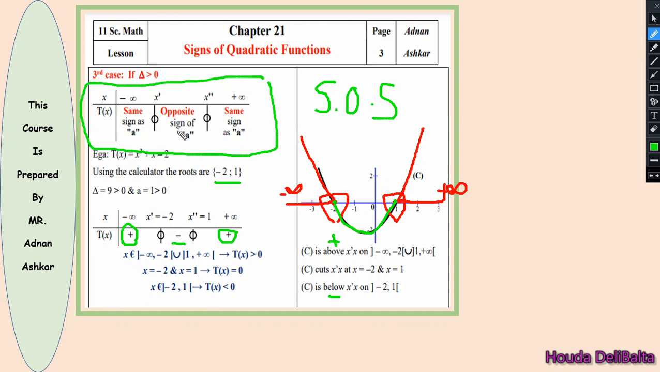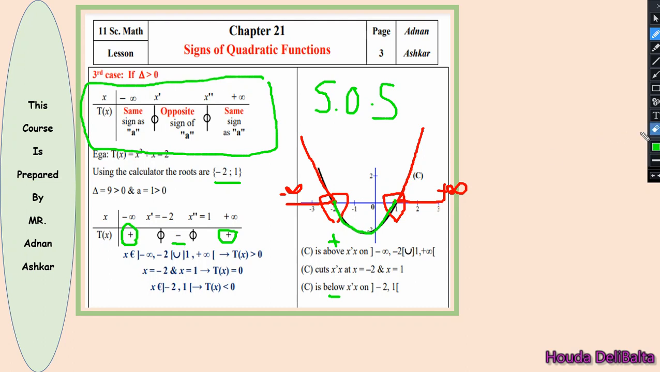So again, if delta is positive, we just find the roots. We put them on the table in increasing order. We consider the sign of a and we apply the rule S-O-S: same as a outside the roots and opposite in between the roots.